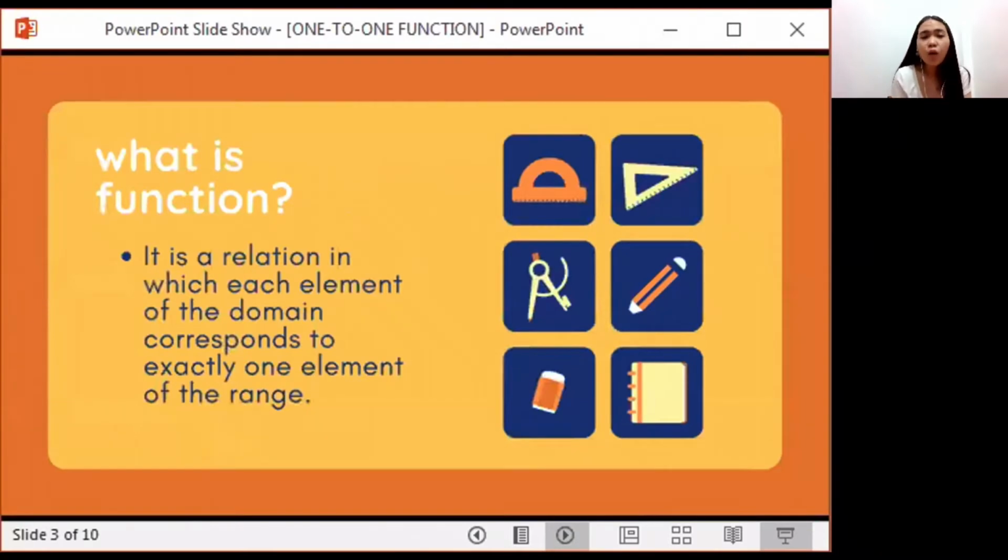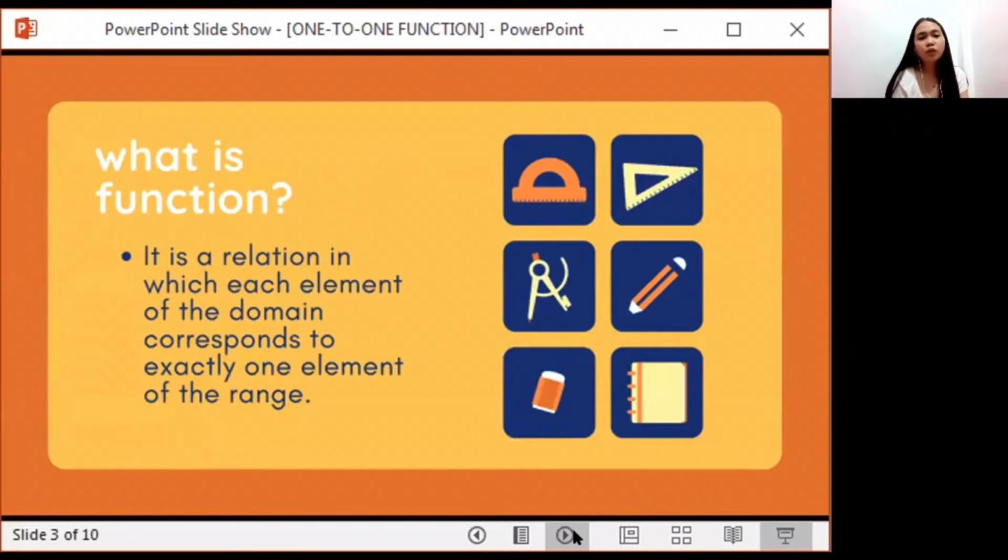But first, what is function? Function is a relation in which each element of the domain corresponds to exactly one element of the range. For each element of the domain, there is exactly one element of range, which means that when you input one value for x, we expect to get one unique value of y.